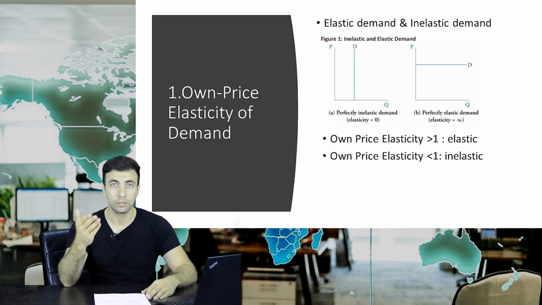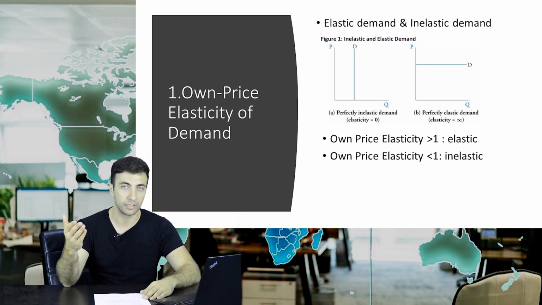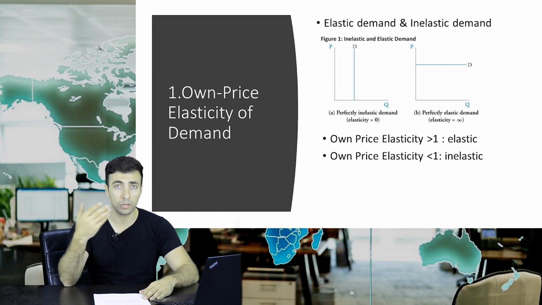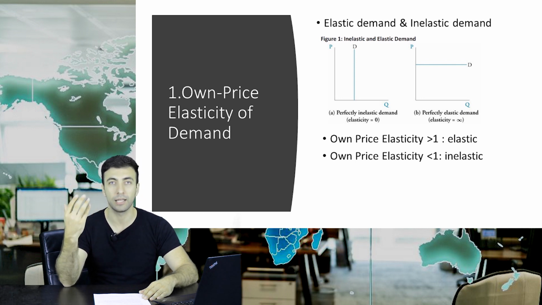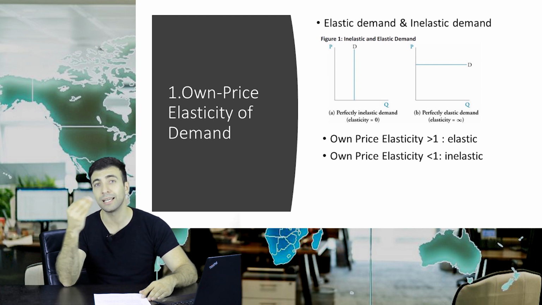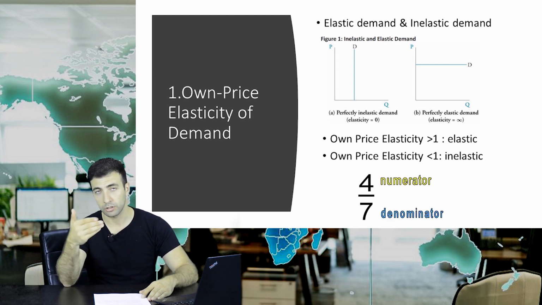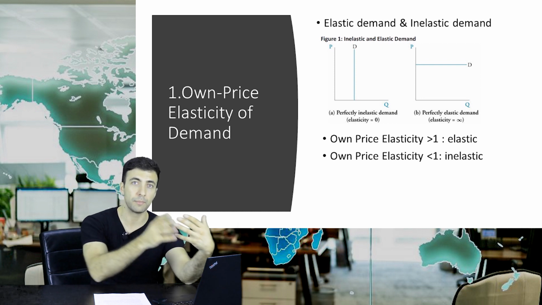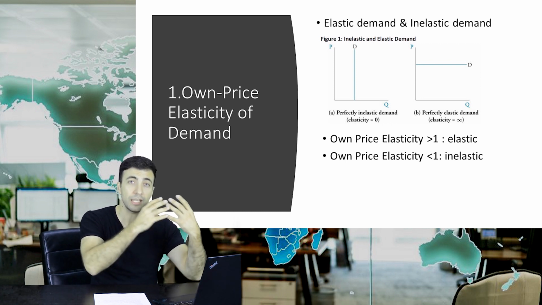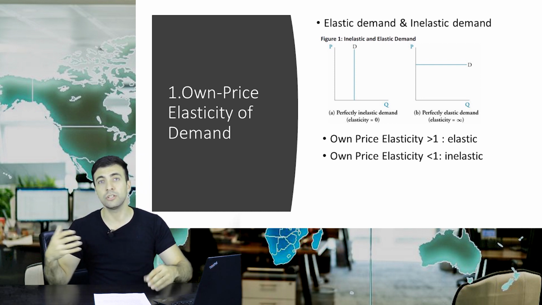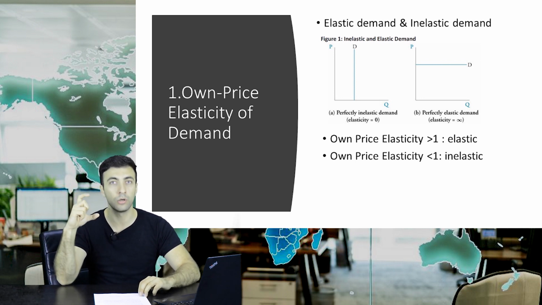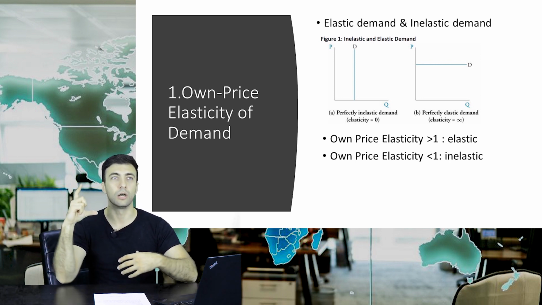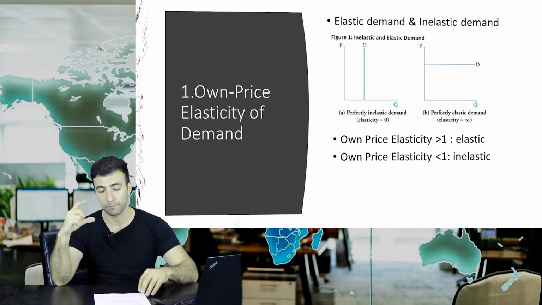In contrast, if the absolute value of own price elasticity is less than 1, we call that this is an inelastic demand curve. So in an inelastic demand curve, to be less than 1, the denominator should be higher than the numerator. It means that the responsiveness of the change in demand to the change in price is low. So price change outweighs demand change.